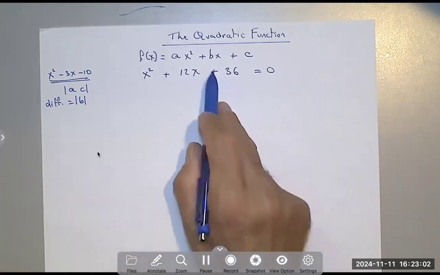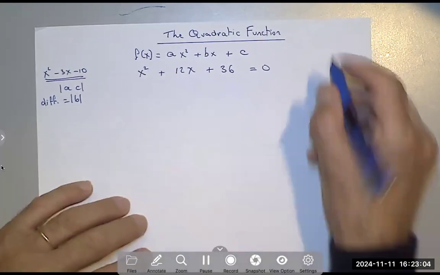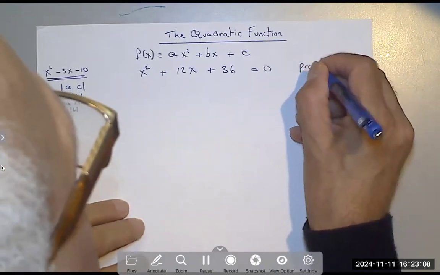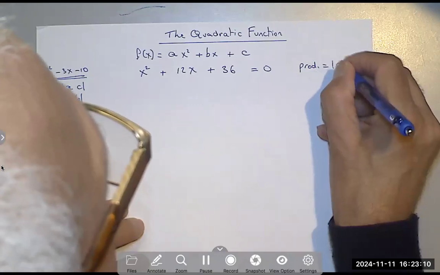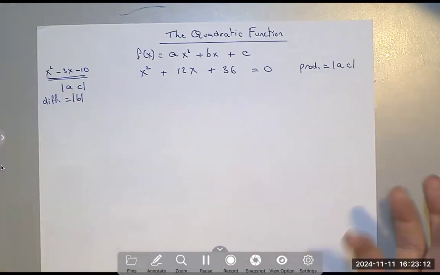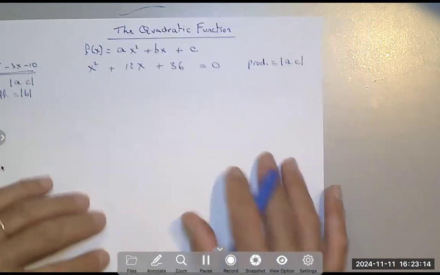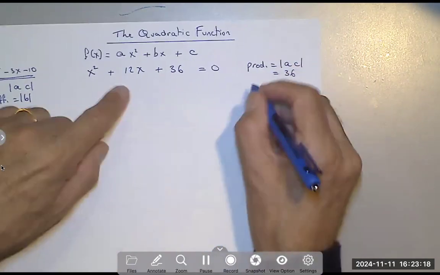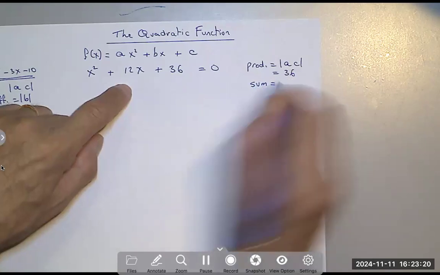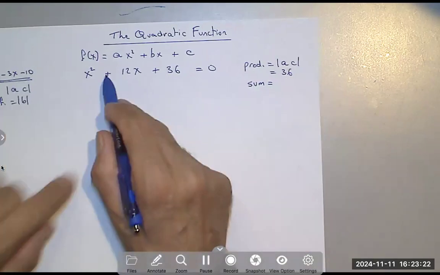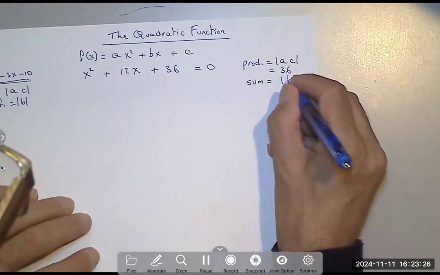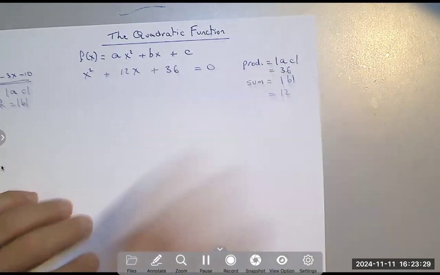But here, because this is a plus, we are looking for two numbers, the product of which is the absolute value of AC. In this case, it doesn't matter because AC is positive. So their product is 36. And their sum, not difference. Why sum? Because that was a positive. Their sum is the absolute value of B, which is 12.